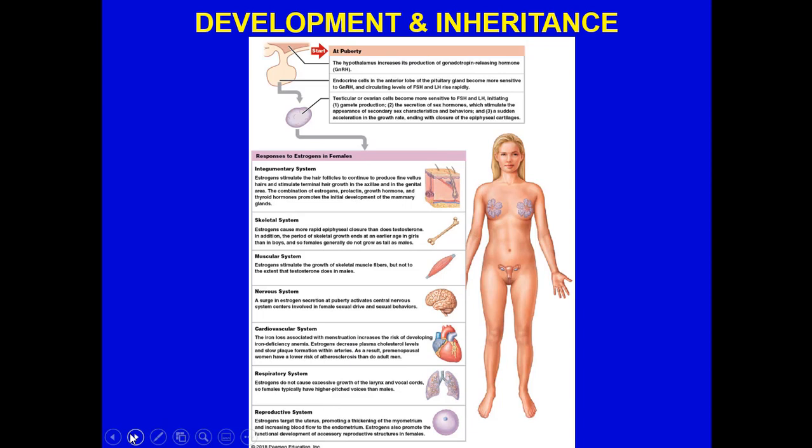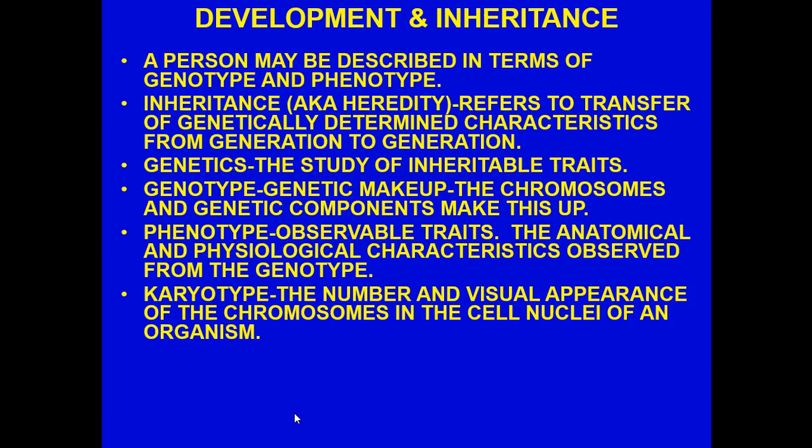Now, what we are going to do now is get into a little bit of genetics and inheritance. Okay? A person may be described in terms of genotype and phenotype. Now, you've got to get some terms cleared here. When I talk about inheritance, otherwise known as heredity, this refers to the transfer of genetically determined characteristics from generation to generation. No problem. Genetics is the study of inheritable traits. When I talk about genotype, this is the genetic makeup. This is all the genes that are on the chromosomes and the genetic components that make up your genotype.